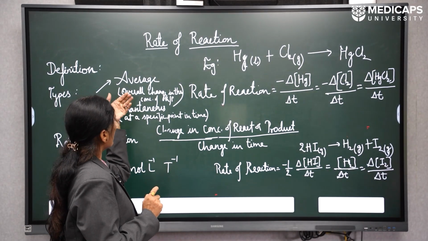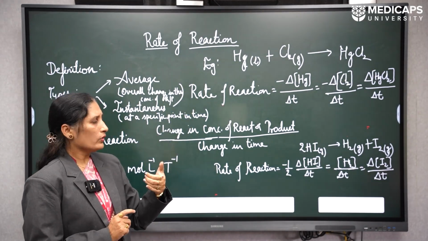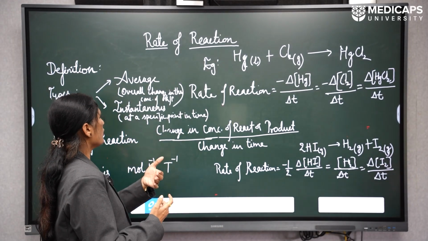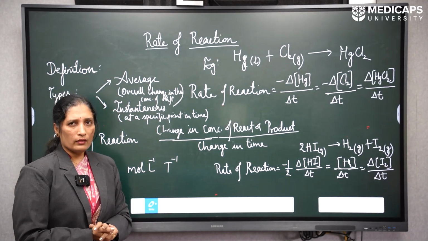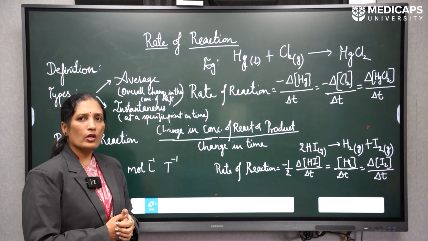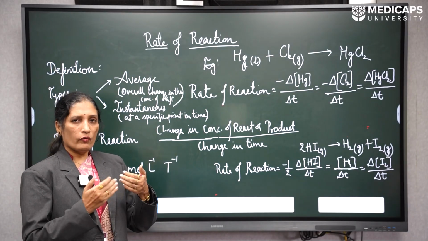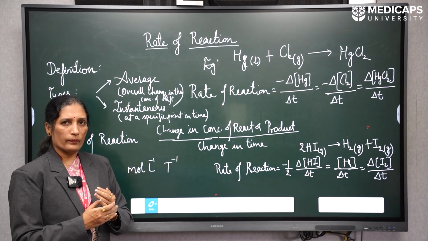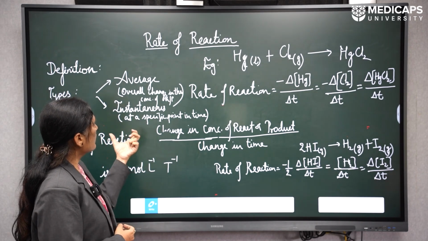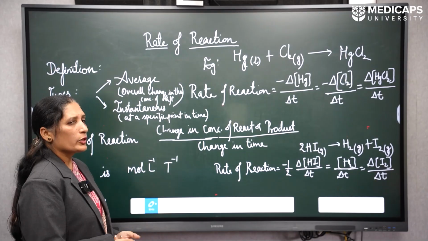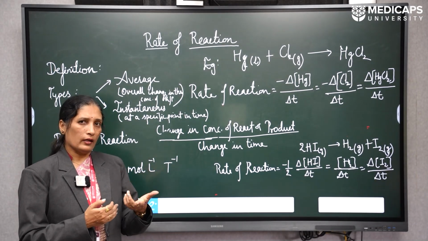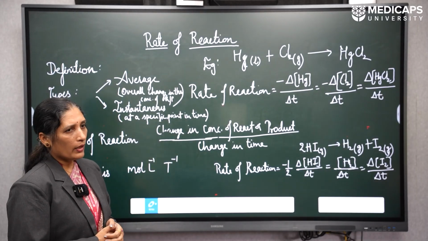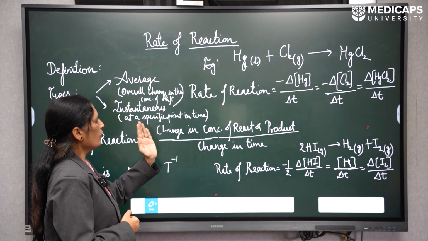First is the average rate of reaction and second is the instantaneous rate of reaction. What are the average and the instantaneous rates of reaction? The overall change in the concentration of reactant or product over a longer period of time is known as the average rate of reaction. The second is the instantaneous rate of reaction: at a specific point in time, the change in the concentration of reactant or product is known as the instantaneous rate of reaction.